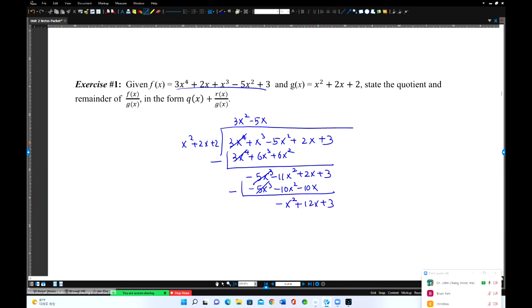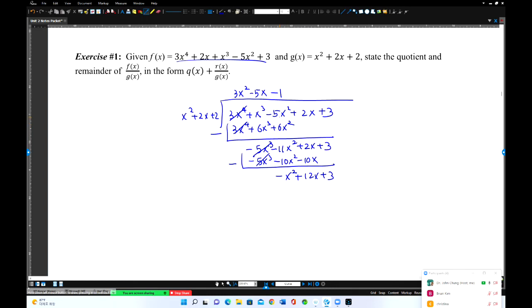Still degree 2, degree 2, we continue to divide. Same degree, the next term is 1, right? When you multiply 1 times the divisor, you get x squared plus 2x plus 2. When you subtract over here, this is out, 12x minus 2x is 10x, and 3 minus 2 is plus 1. This is degree 1, this is degree 2, this is the remainder, that's why it's in terms of x, a function of x, right? So this form is quotient and remainder over the divisor.